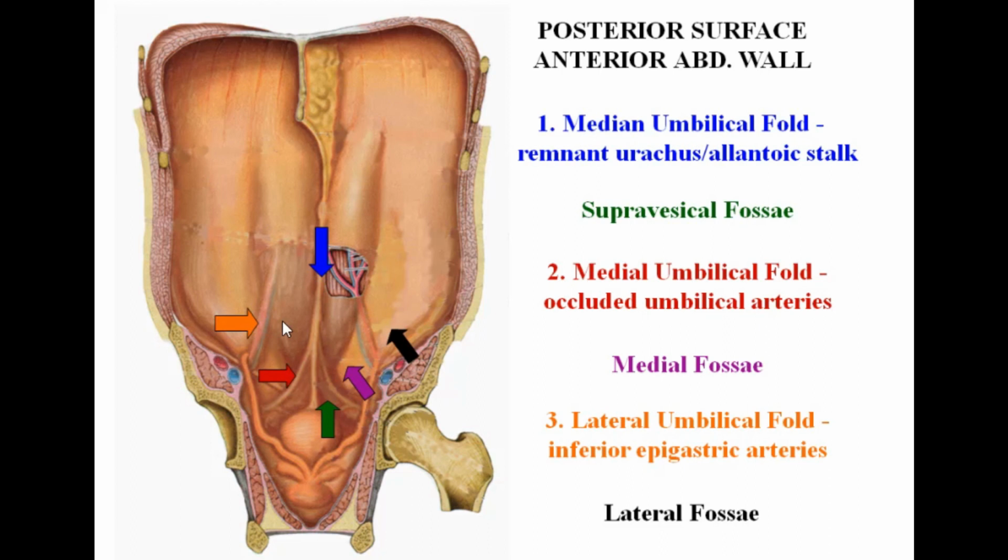So key thing to remember, what forms each fold. Median in the center, formed from the remnant of the urachus or the allantoic stalk, it's one. Medial, it's two, formed from the obliterated umbilical arteries. And lateral umbilical fold formed from the inferior epigastric arteries, and we have two lateral. One median, two medial, and two lateral. And that's basically it for the anterior abdominal wall anatomy.